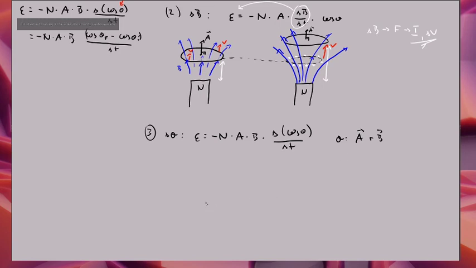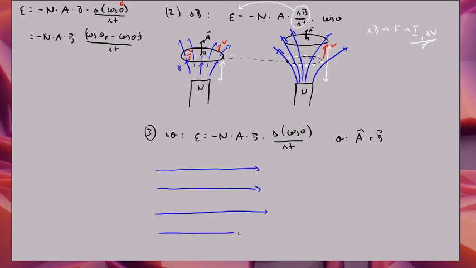So we could probably do it like this. If you have a magnetic field and it points to the right, and the magnetic field is constant. And then you take a loop, you draw a loop here.